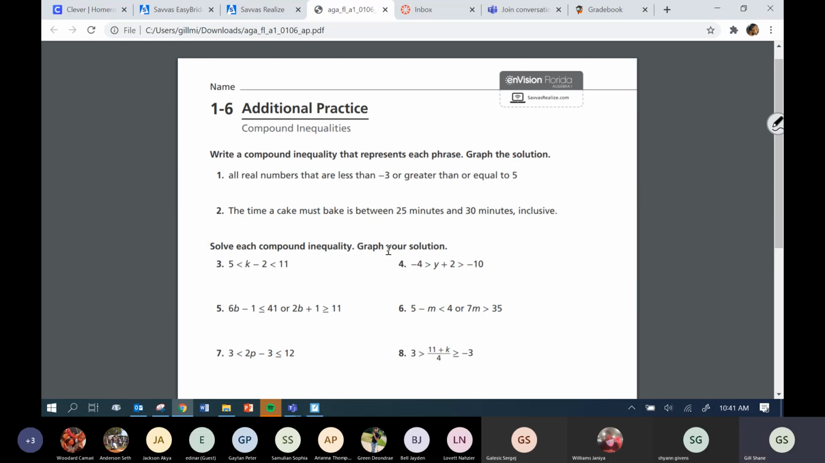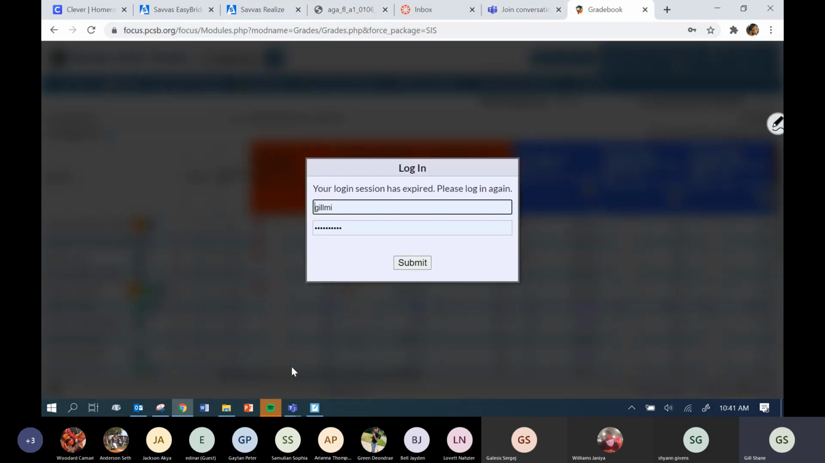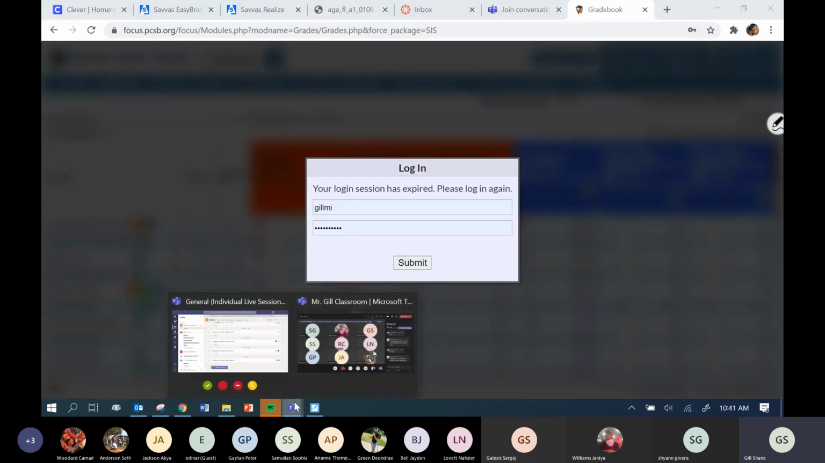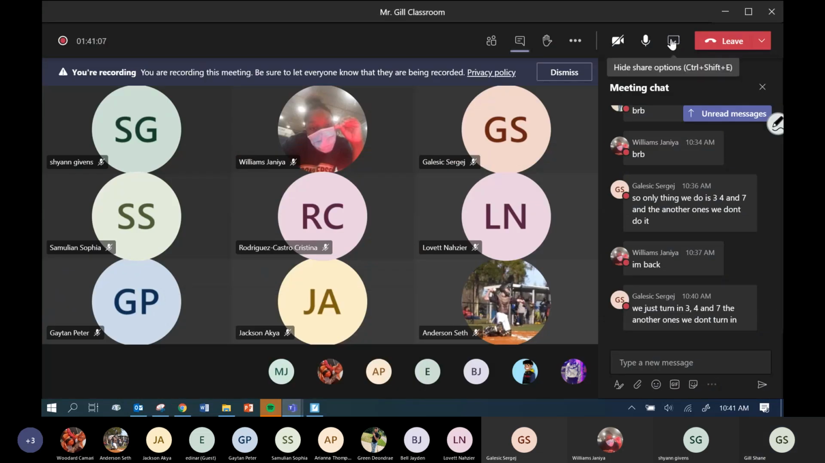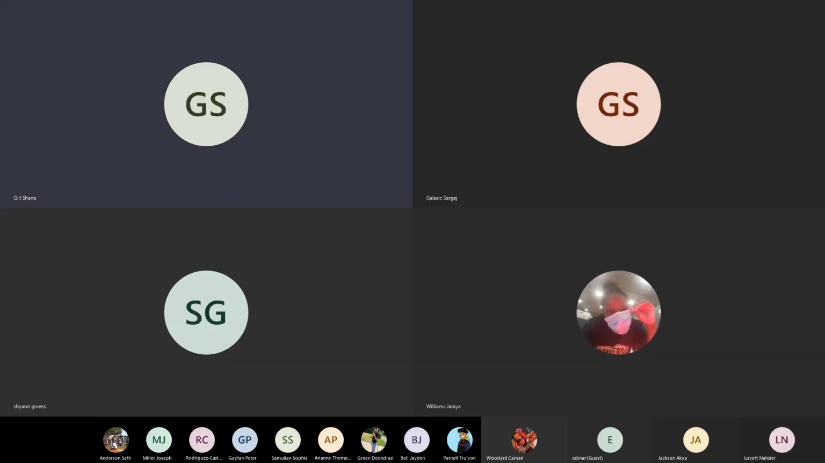All right, so I'm going to put my computer on mute just because I'm going to be making noise in here, doing stuff in my room. Whoops. Oh, I didn't mean to do that. Shoot.